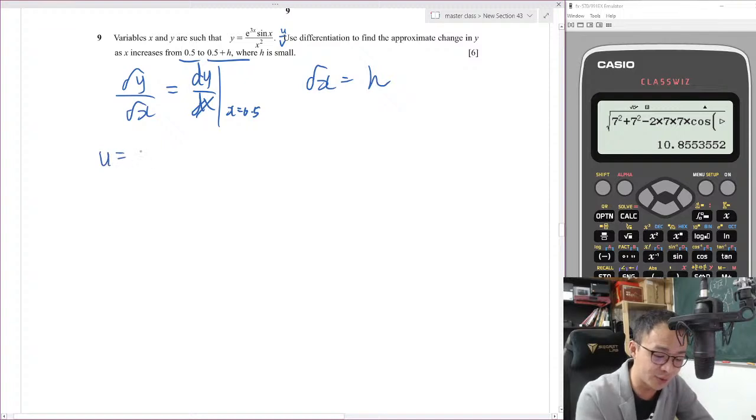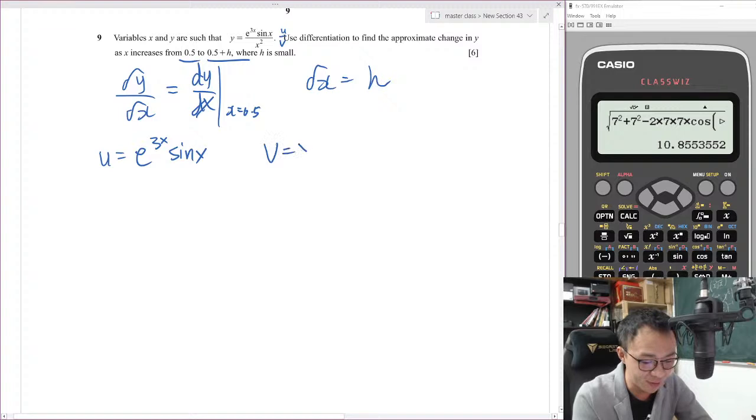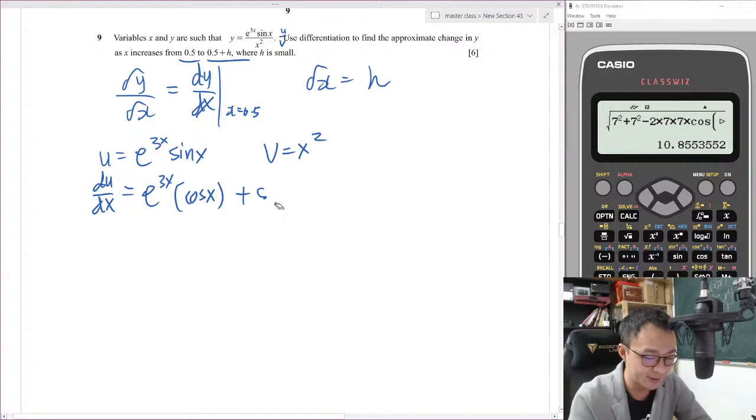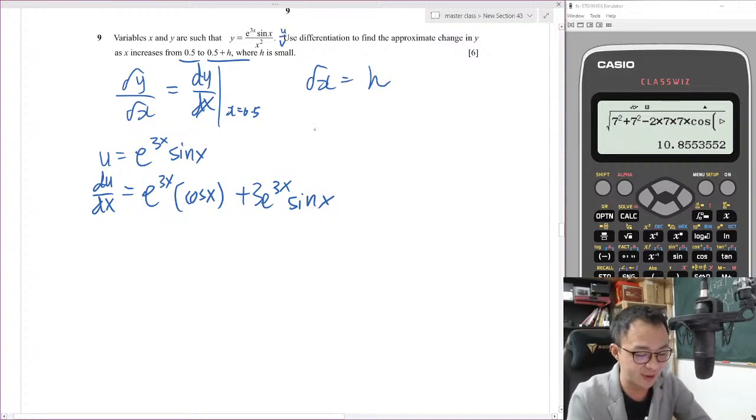Okay, u equals e^(3x) sin x. v equals x squared. So du/dx, here is a product rule, right? e^(3x) cos x plus 3e^(3x) sin x. Okay, this is my du/dx. v equals x squared, dv/dx is just 2x.